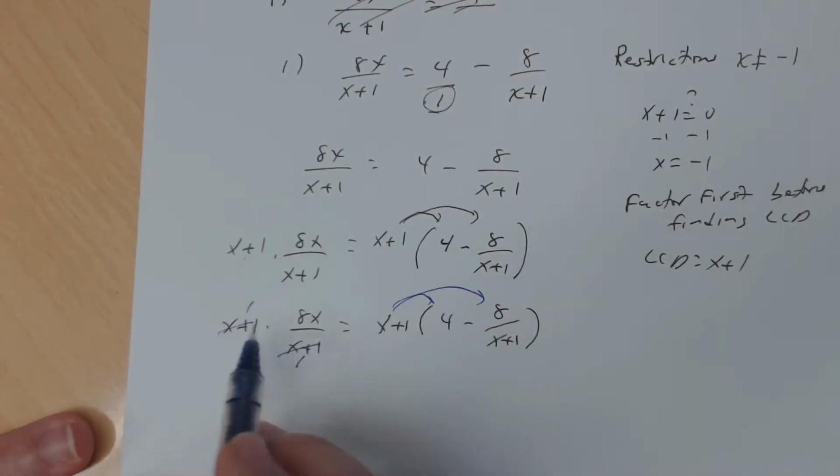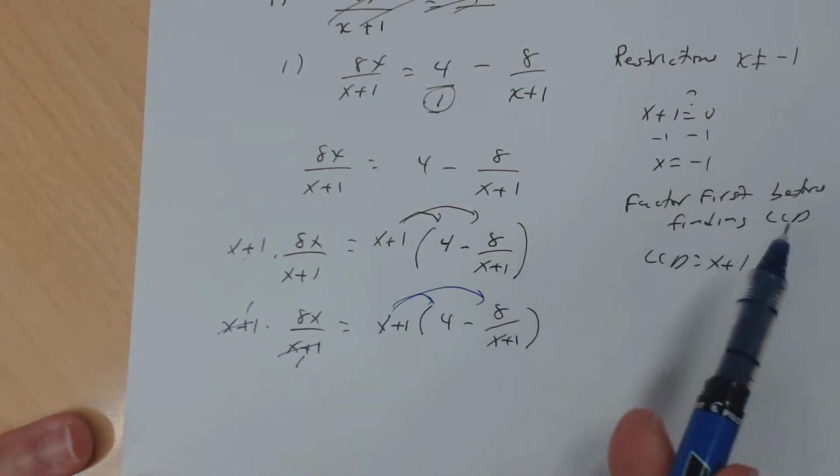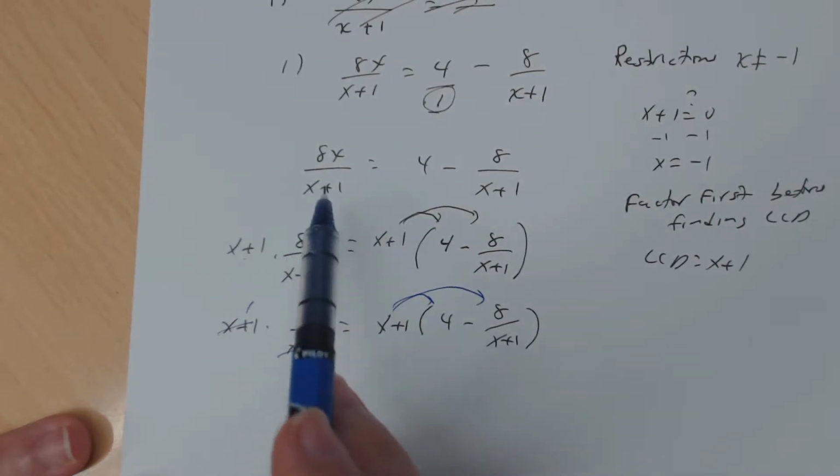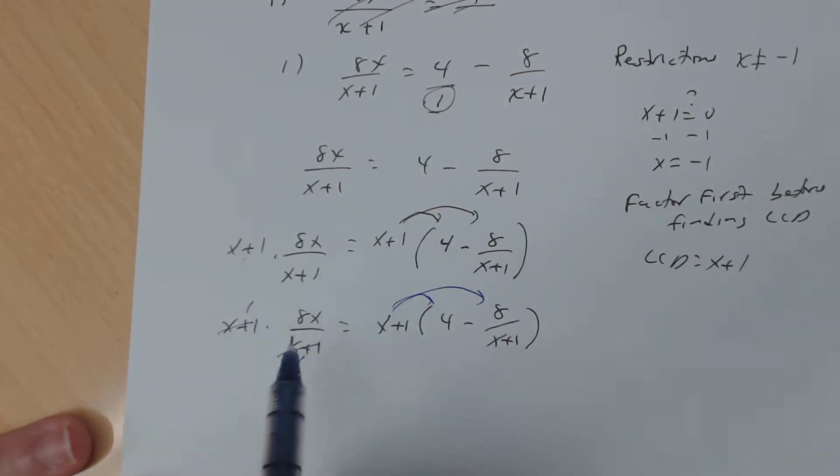So we can here. The whole idea of multiplying by the LCD is to get these denominators to be a 1. So I need this to be a 1. I need this to be a 1. So the x plus 1's divide out, and so you get 1 times 8x, which is just 8x, equal.